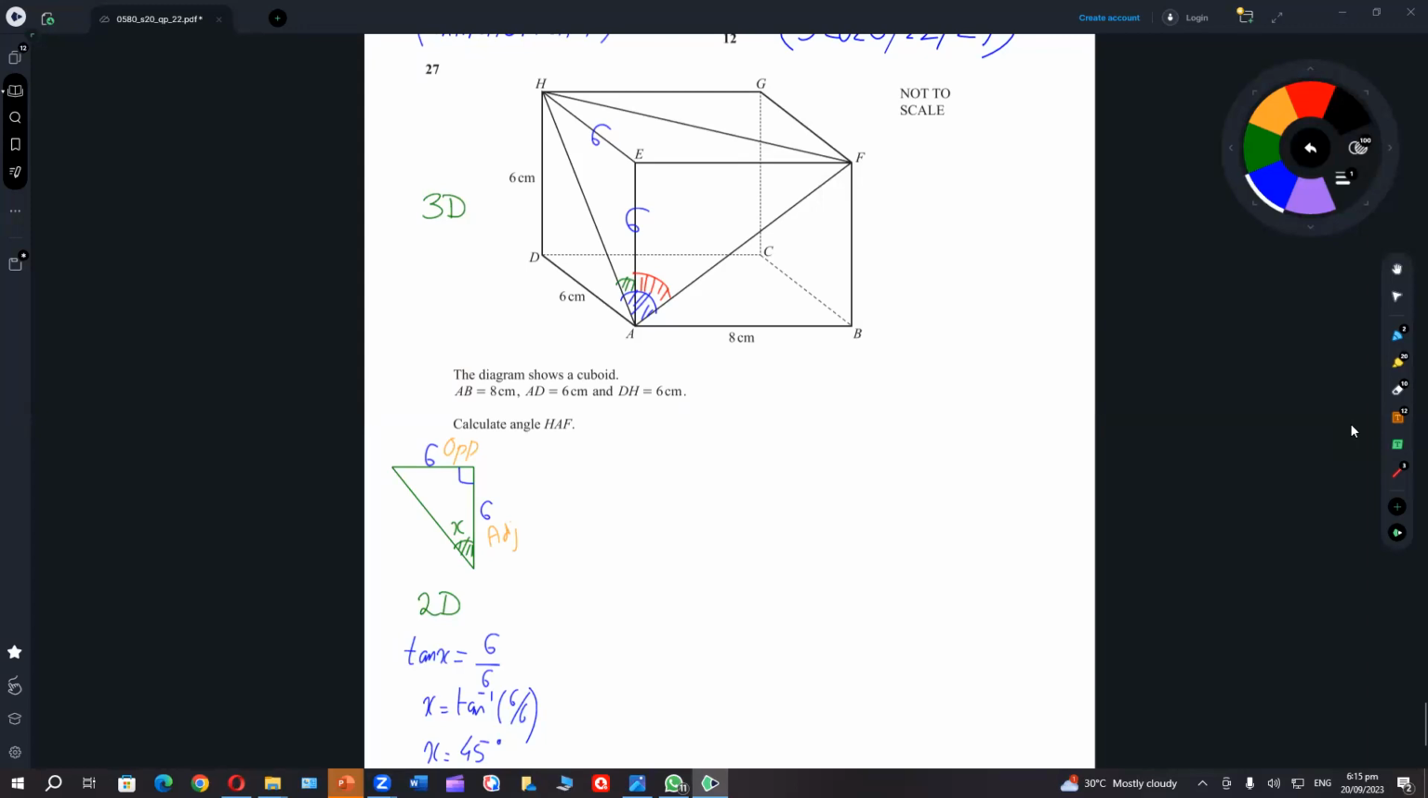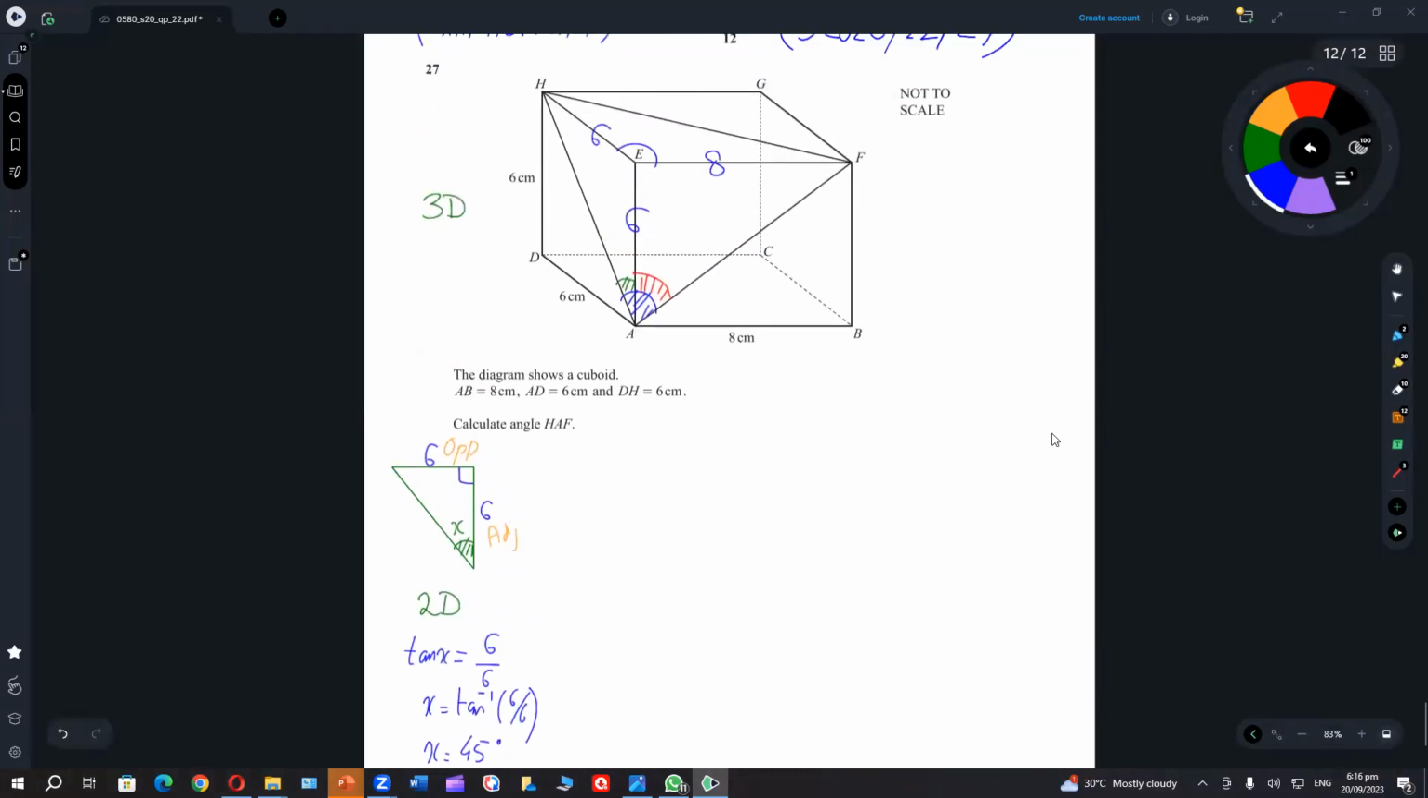Did you try to find HF? HF. Yes, I did. We need this side also. And we have 6 here and we have 8, and there is a 90 degree angle at E.